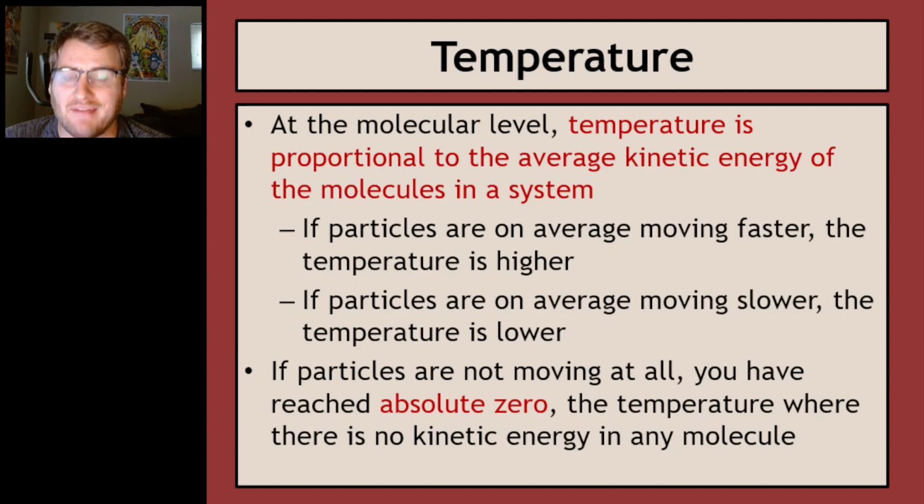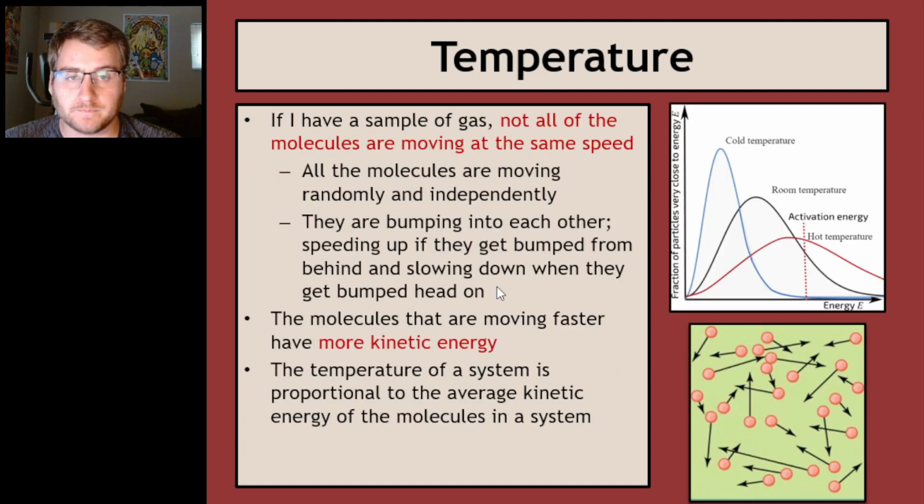So you're looking at the average particle, how fast it's moving in your sample. If the particles are moving faster on average, that means you have a higher temperature. If the particles are moving slower on average and have less kinetic energy, the temperature is lower. If your particles are not moving at all, you have essentially frozen time, and you have reached absolute zero temperature, where there's absolutely no energy inside any of your molecules at all. So nothing would be moving.